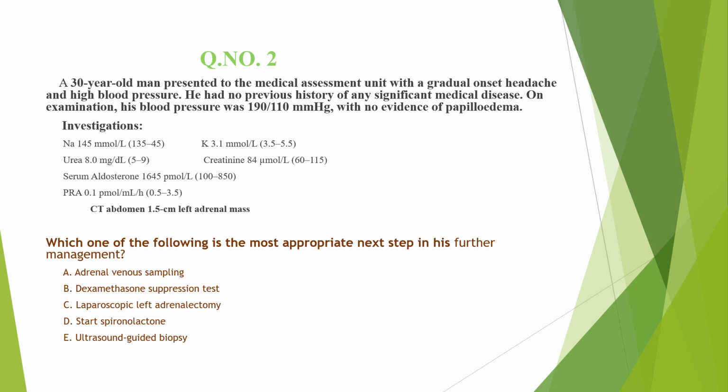So obviously the patient is less than 40 years of age, CT showing a mass more than 1 centimeter with hypokalemia, typical primary hyperaldosteronism. So what will be the best treatment option in this patient? Surgery. Option C, laparoscopic left adrenalectomy.